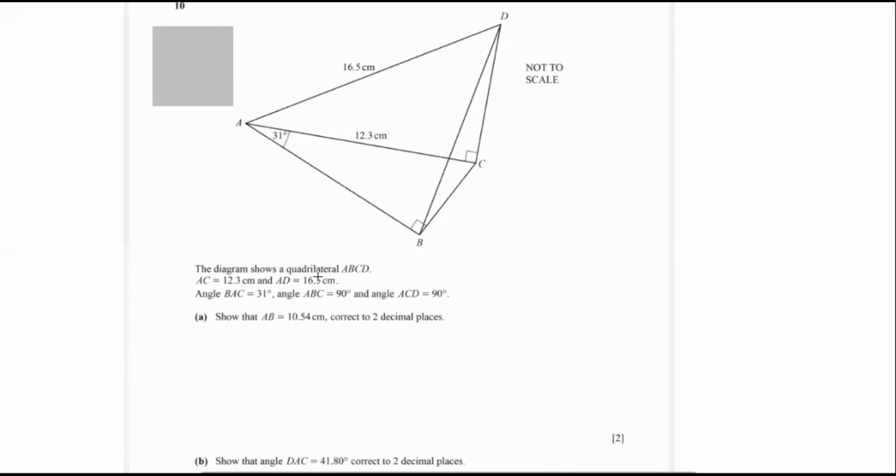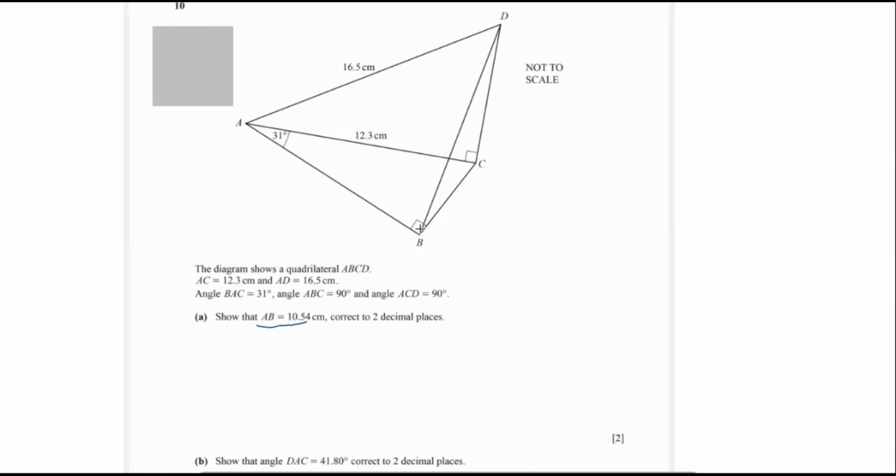Question number 10. The diagram shows a quadrilateral ABCD. AC is 12.3 centimeters, AD is 16.5 centimeters, angle BAC is 31 degrees, angle ABC is 90 degrees, and angle ACD is 90 degrees. Show that AB equals 10.54. We have to find the length AB.